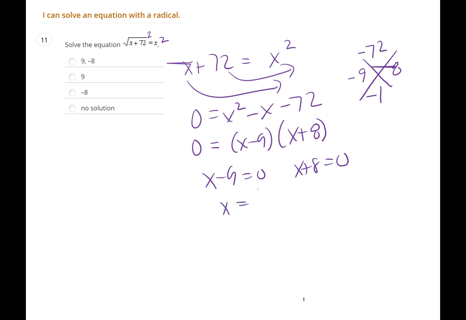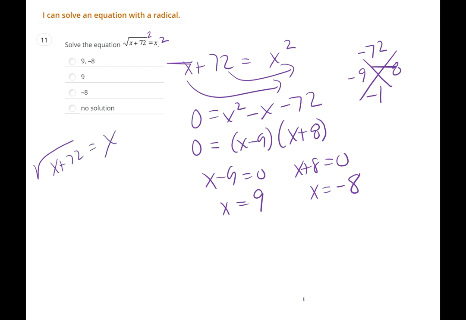And I am going to set them both equal to 0. I'm going to add 9, so I get 9 as an answer, and I'm going to subtract 8. Now, there's a catch on this one. I have to check it back in the original. And remember, my original looks like that.